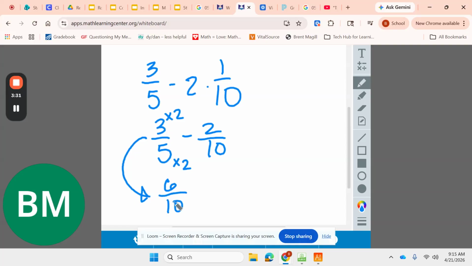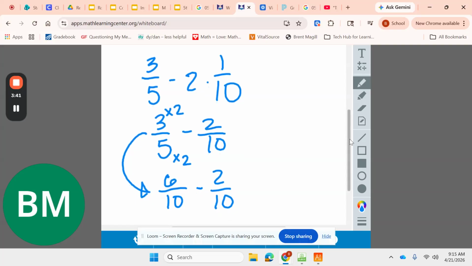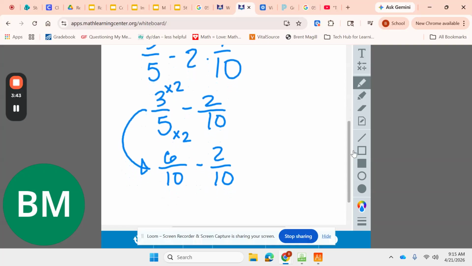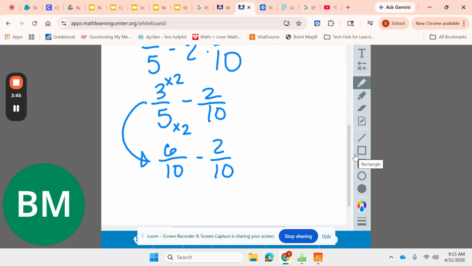Do I need to change 2/10? No, see, that's the beauty of thinking. Can I change the 5 to tenths? All right, so now we finish the problem, solving or simplifying the expression by subtracting, and we're left with 4/10. That's right, 4/10. So that's all you do when you follow order of operations.